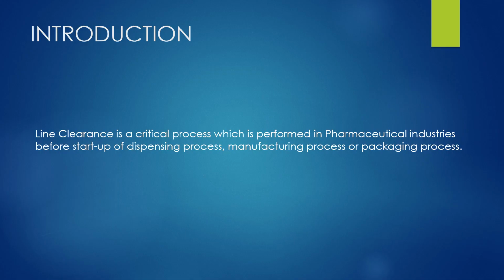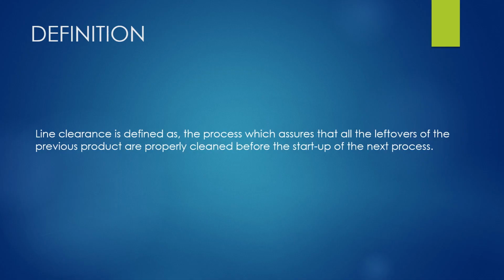Let us see the definition. Line clearance is defined as the process which assures that all the leftovers of the previous product are properly cleaned before the startup of the next process. It talks about removing the product or the things that were used for the previous product before starting a new product, or the next process or the next step.